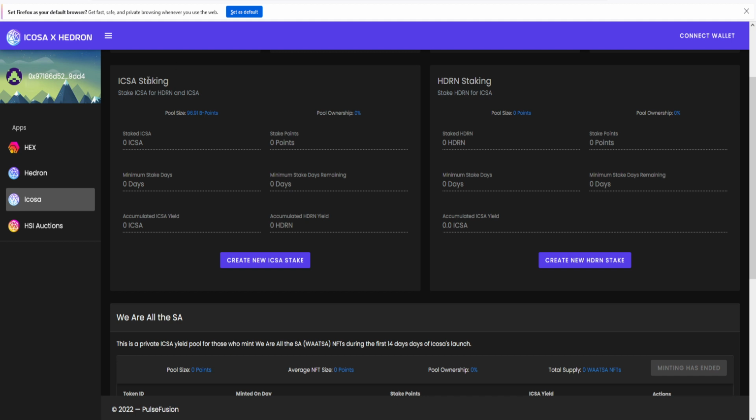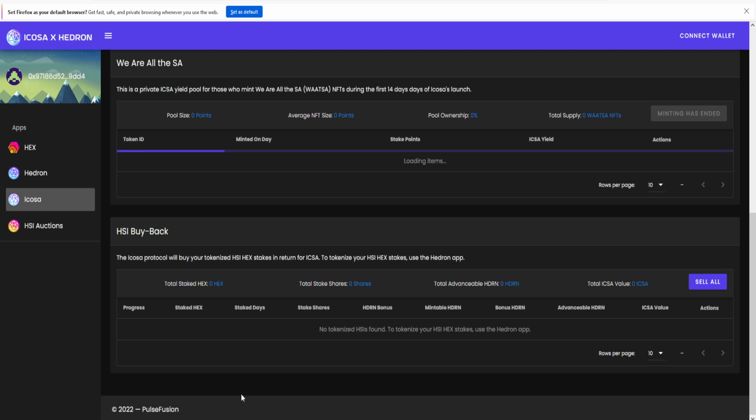So here is the first staking pool, the Icosa staking pool, where we could stake Icosa and earn Icosa and Hedron as yield. Second one is the Hedron staking pool, where we are staking Hedron and earning Icosa as reward. And the third one is the Icosa NFT pool, where we're staking our Icosa NFTs and we are earning Icosa as yield too. So how is Icosa generated?